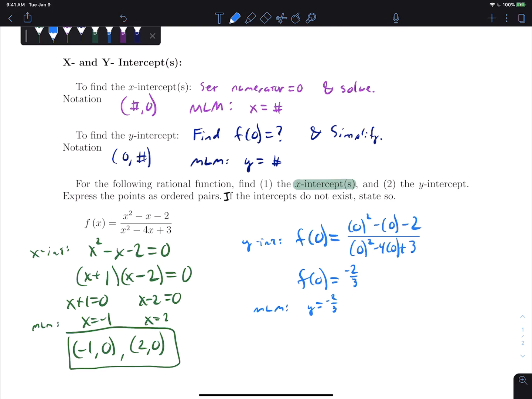But personally, I would prefer 0, negative 2/3. By the way, even if you type this in MyMathLab as 0, negative 2/3, and MyMathLab counts it wrong on the test, I will give you credit for it if I see it like this.